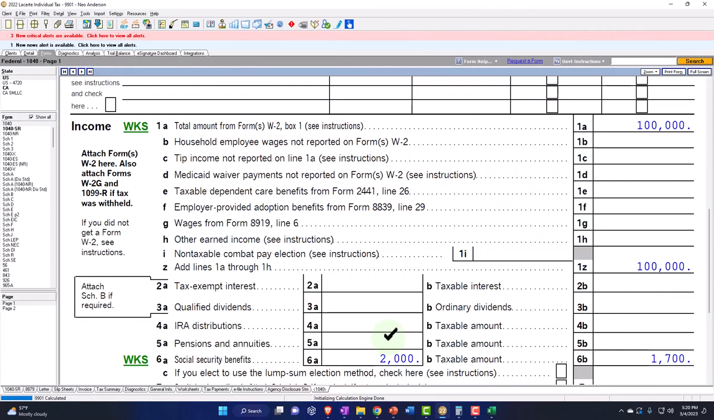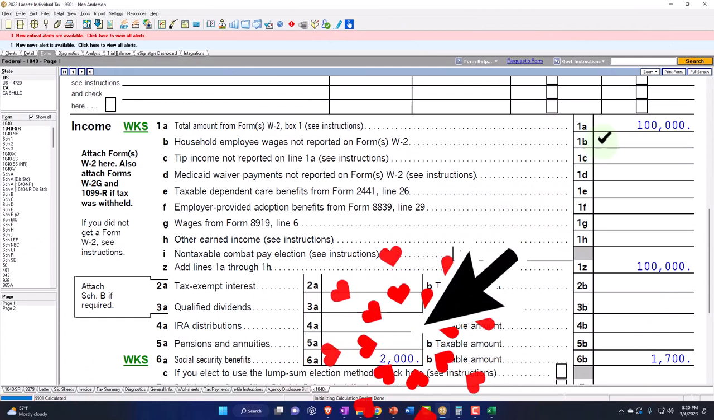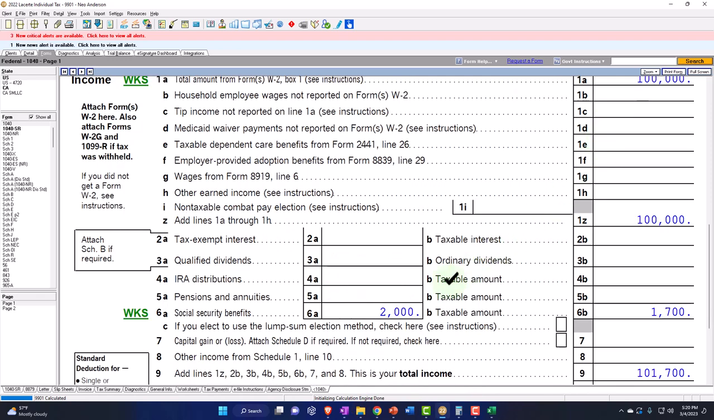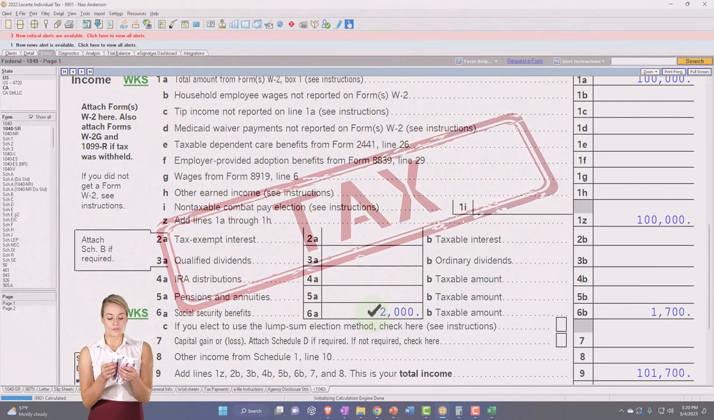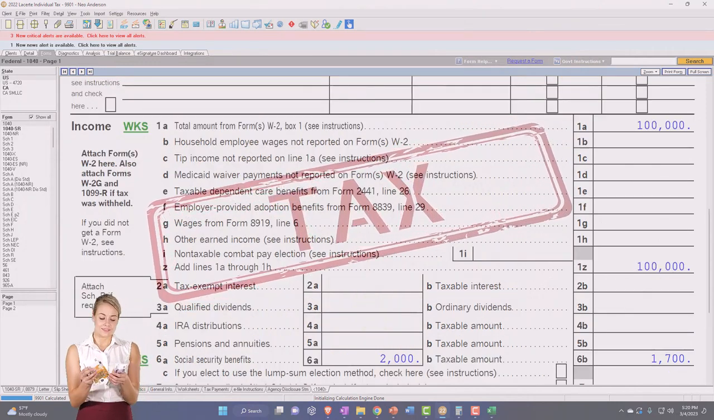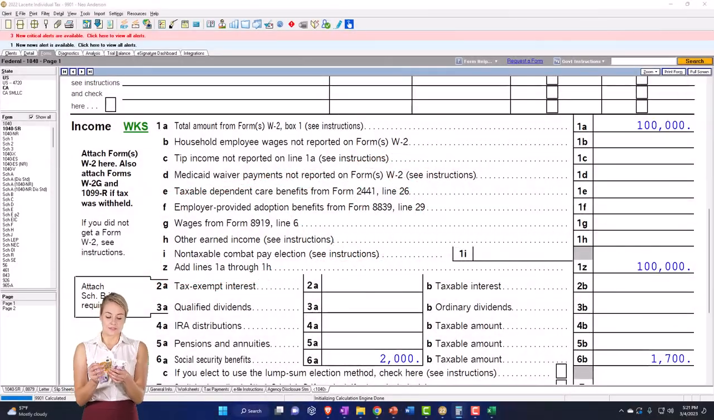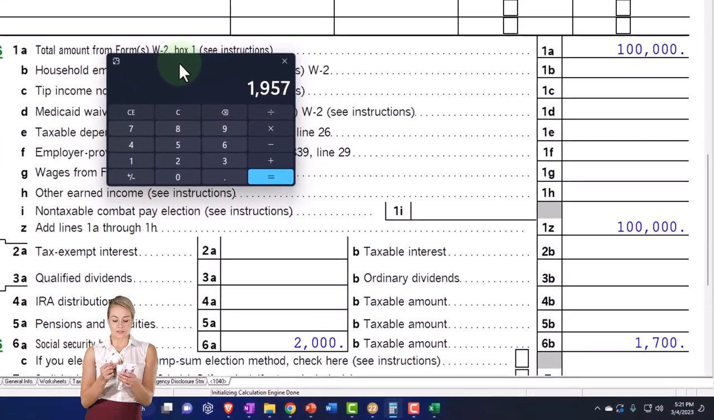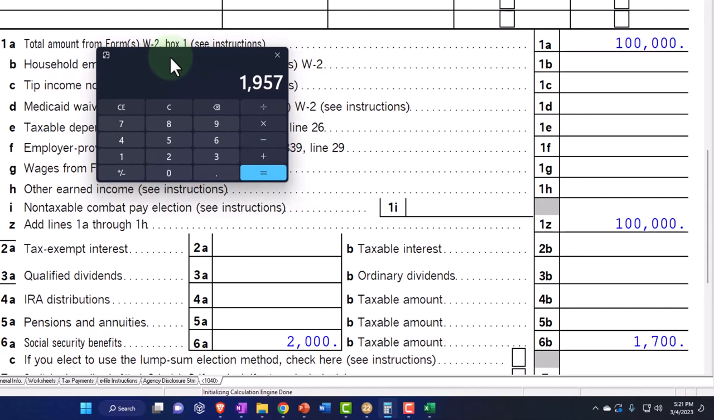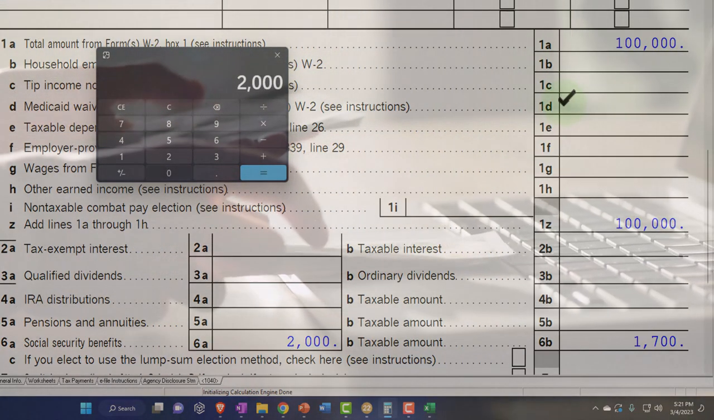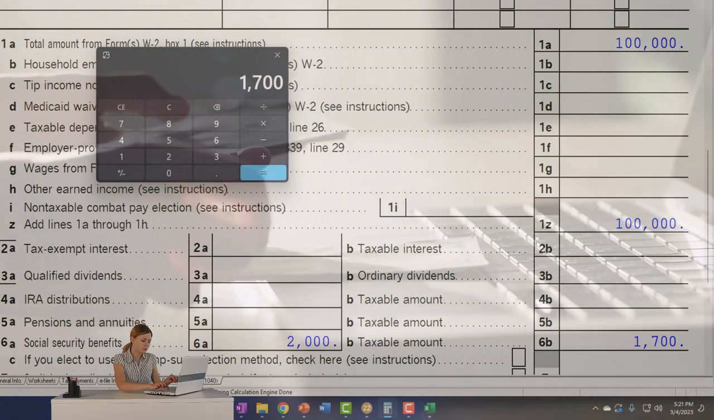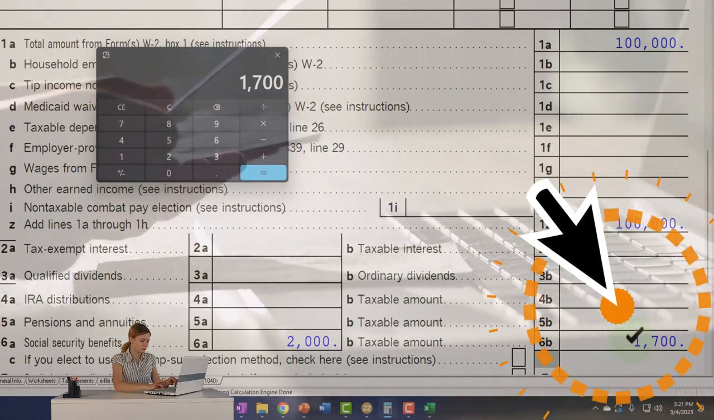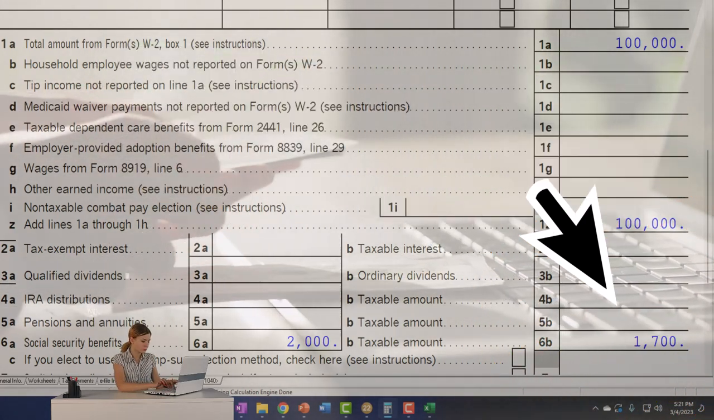But the basic idea is that if we have income that's over a certain threshold, then we're going to have some taxable portion of the Social Security benefits. So if you're dealing with people that have significant amounts of income and they ask you, what's going to happen to my Social Security benefit income? Well, you're probably going to have to include 85% of it in income. So we have $100,000 here, Social Security benefits of 2,000. The calculation is 0.85, and that's giving us the 1,700. That's going to be the taxable portion. That's going to be the general concept.